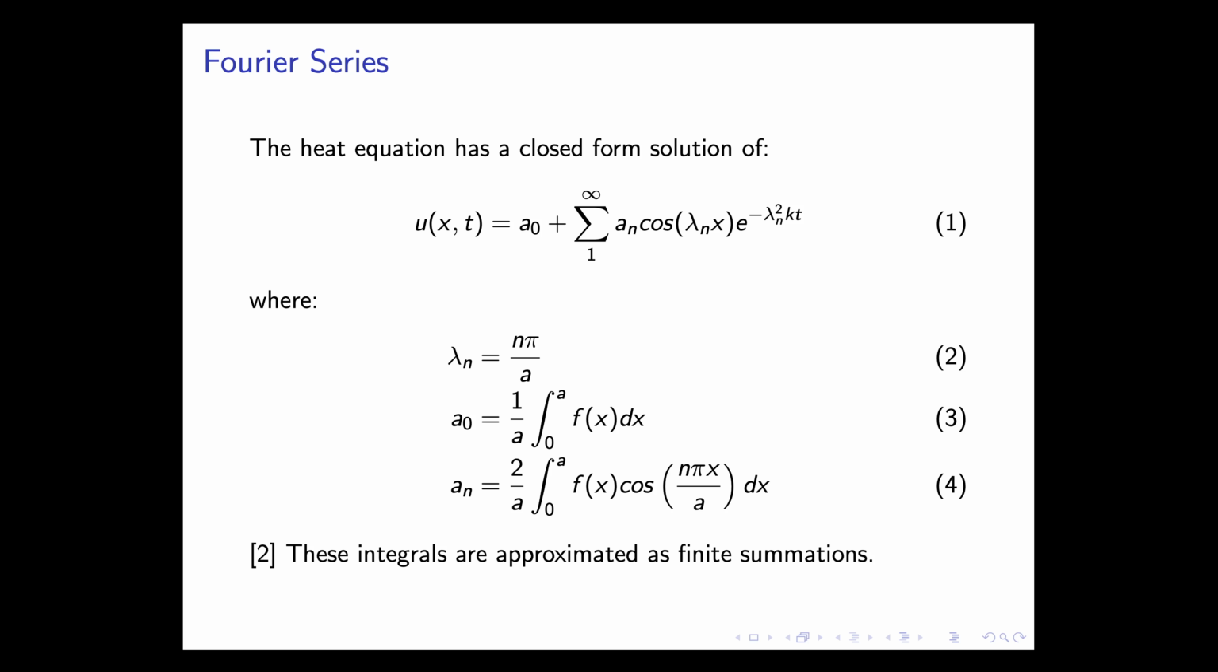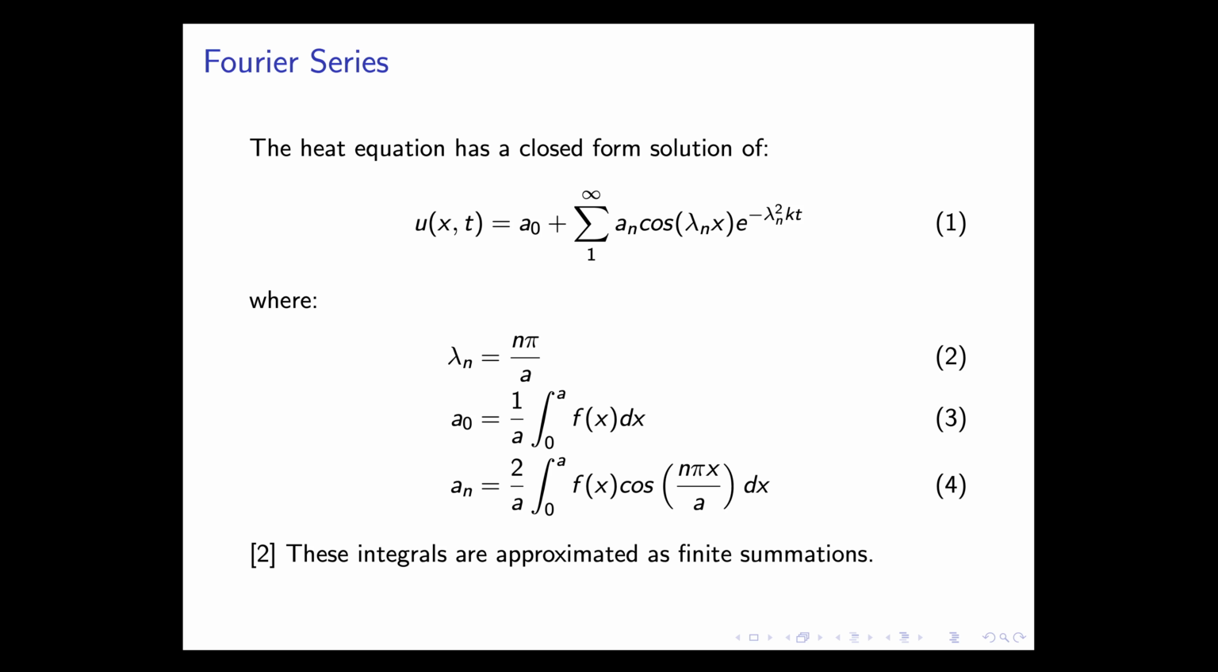The surface plot is actually a Fourier series. It's this cosine times an exponential decay. And the way you calculate the Fourier series coefficients is just like any Fourier series. These are the formulas down there.